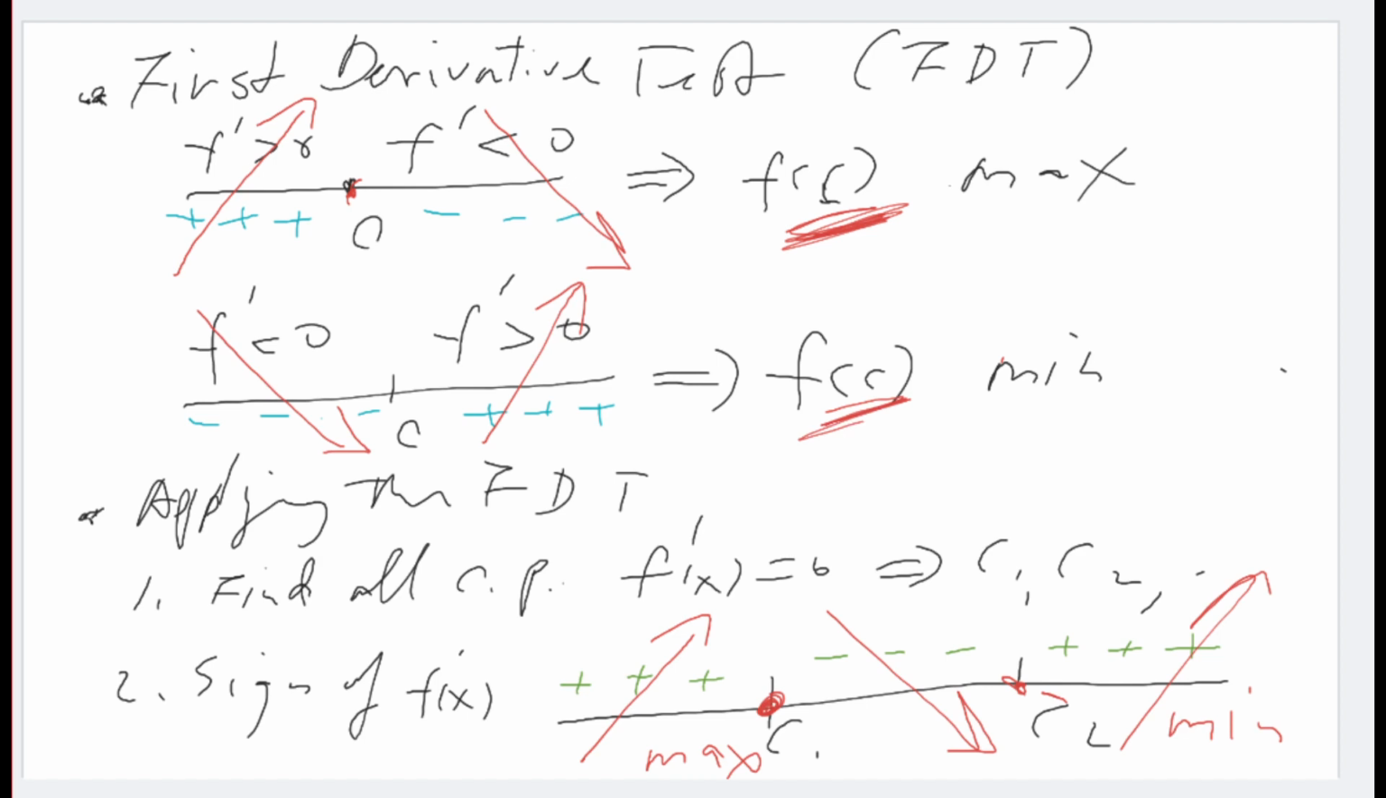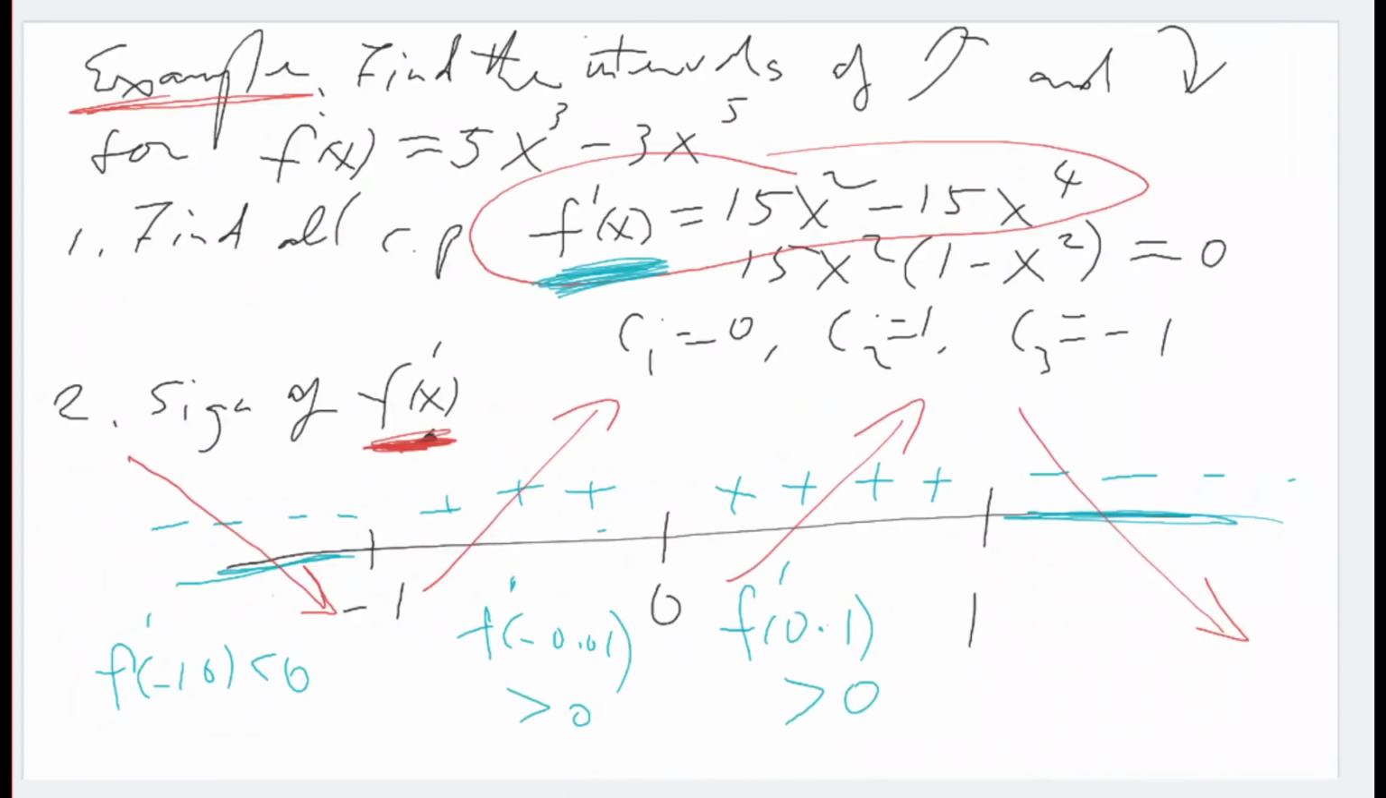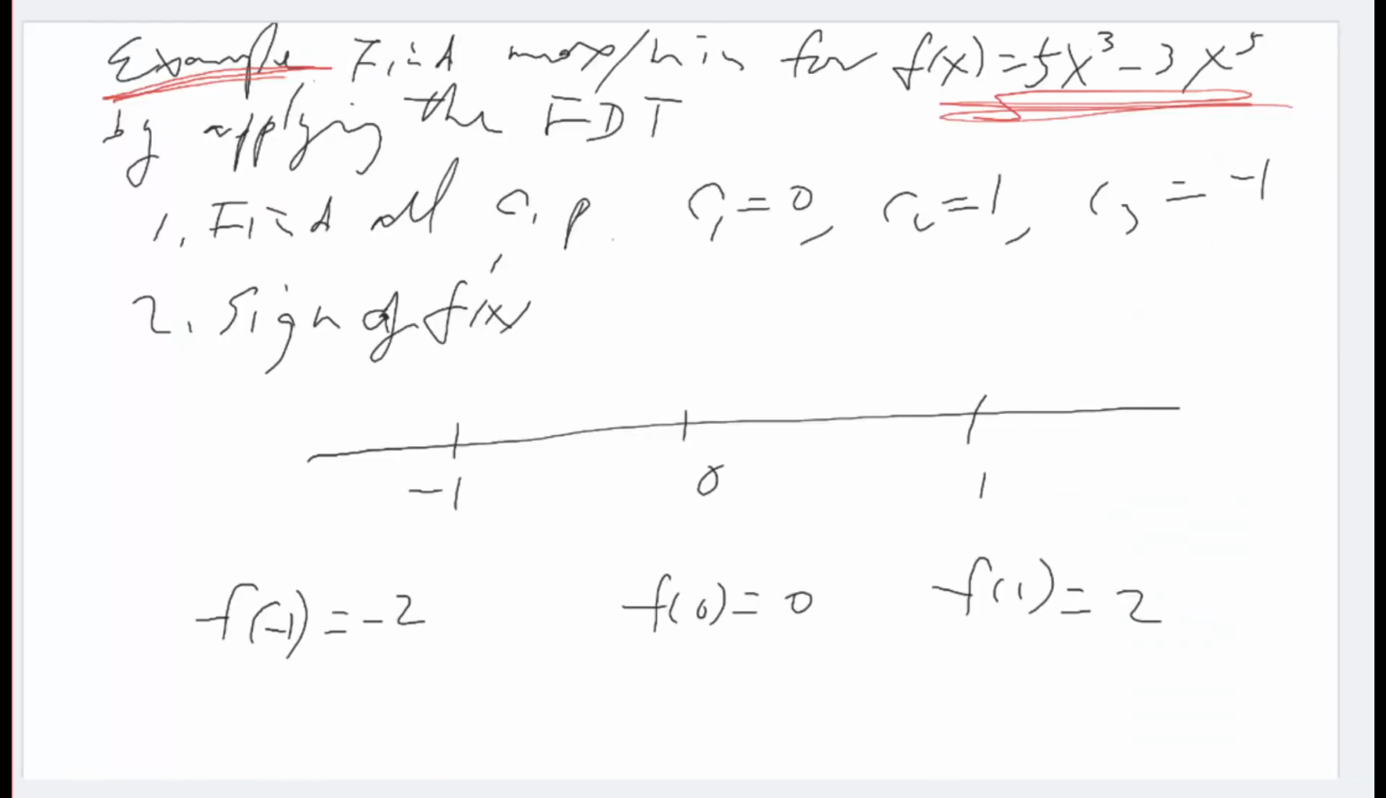All right, let's see an example. We're going to use the same function. This way we don't have to repeat the same kind of work each time. So again, we are dealing with f of x equals 5x to the third power minus 3x to the fifth power, the same exact function. We use that to create the sign chart. And then with the sign chart, we don't have to do the computation again.